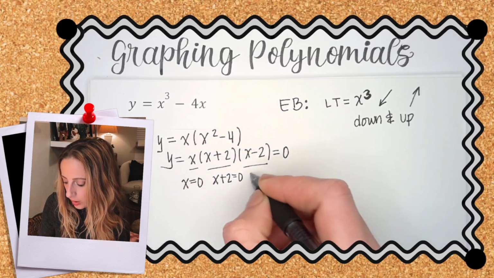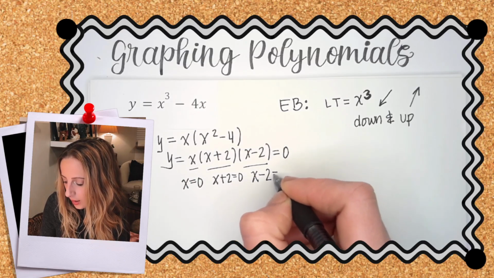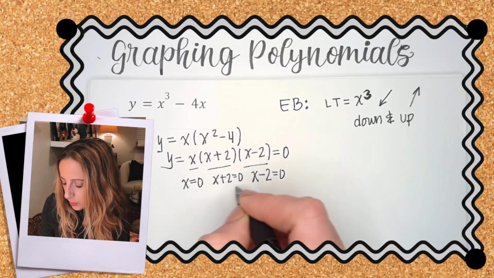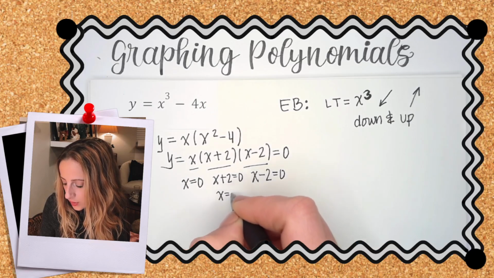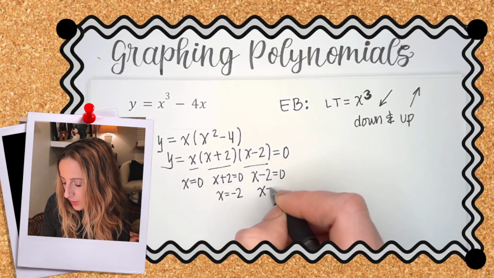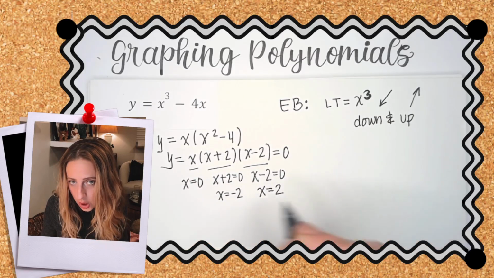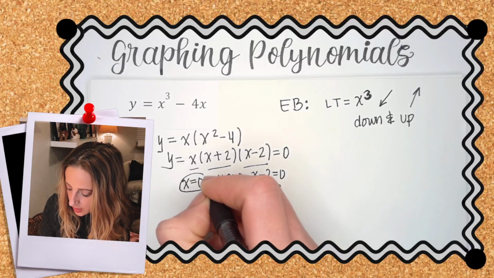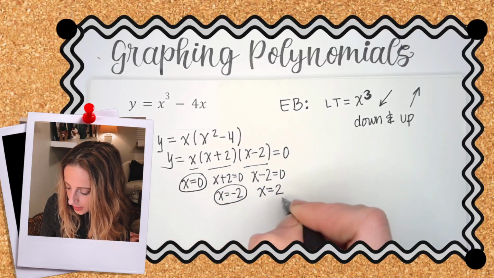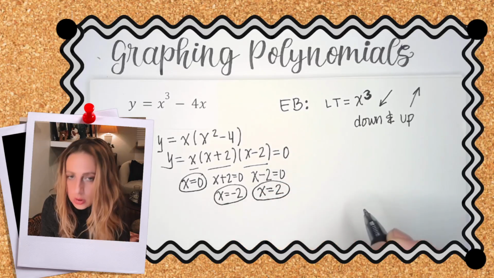As you see, I'm doing my work kind of underneath each factor. I have x minus 2 equals 0. Subtract 2 from both sides and we get x equals negative 2. Add 2 to both sides, I get x equals 2. So what are my x-intercepts going to be? I have x-intercepts at 0, -2, and 2.